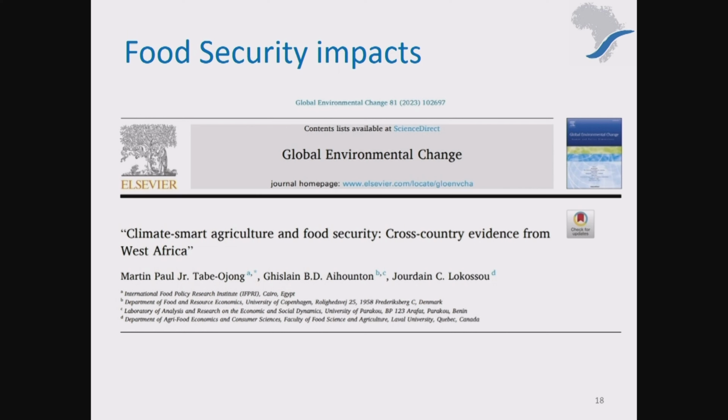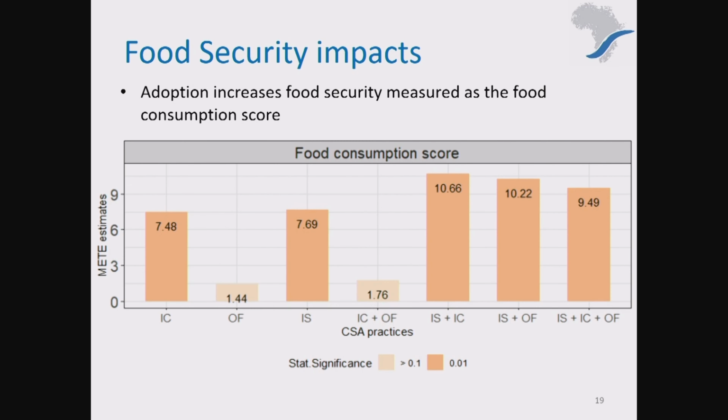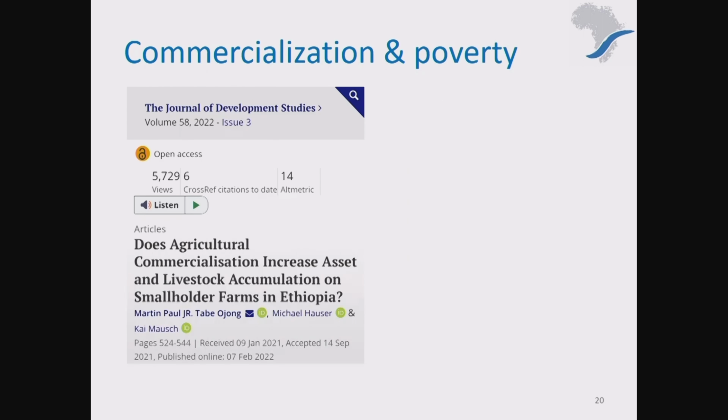And talking about food security impacts, this is also work that just got published, where we showed that the adoption of these improved climate smart agricultural practices increases food security through food consumption in Ghana, as you can see. And in Ghana, Mali, and Nigeria, farmers are combining the adoption of these improved crop varieties with legume-maize intercropping, but also the use of organic fertilizers like manure.